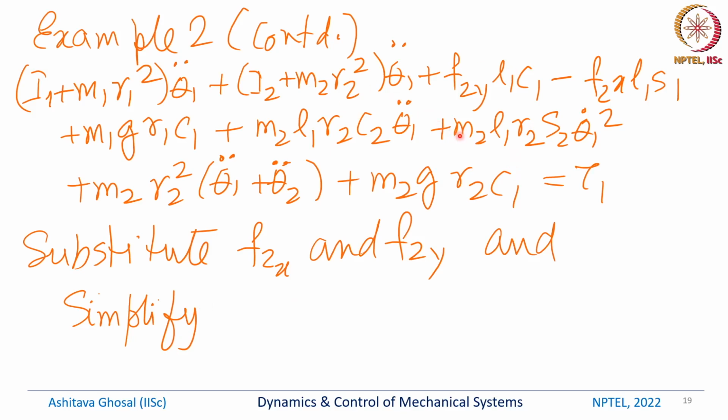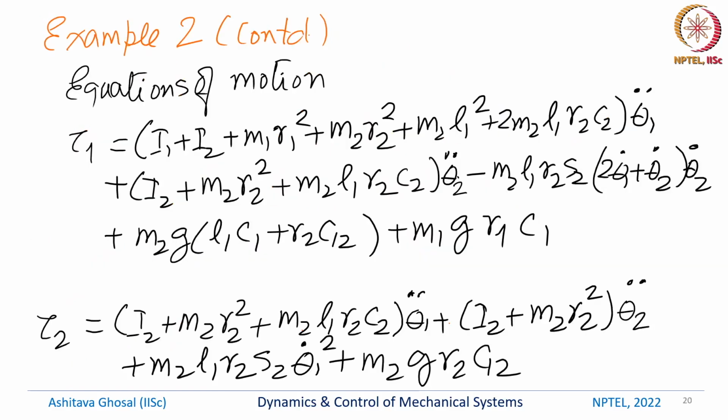F2x is a long term, remember it is m2 into AC2x, and F2y is m2 into AC2y plus mg. This becomes very long, that's why I have not yet fully substituted, but you can do it. You can substitute and then simplify. Once we substitute F2x and F2y, and simplify everything together, we will get these two equations of motion.